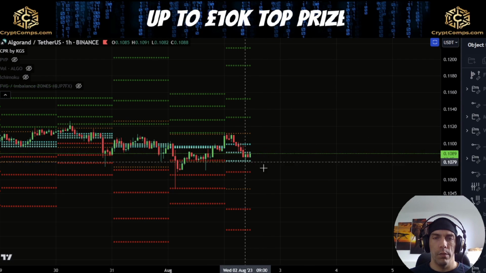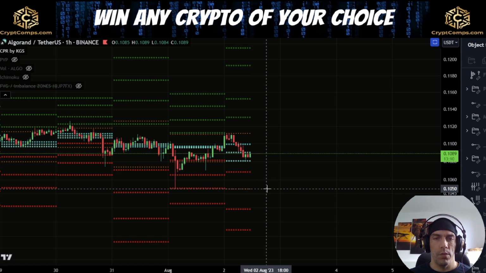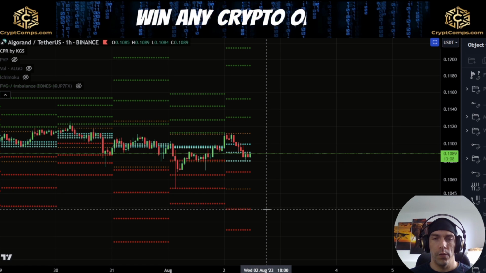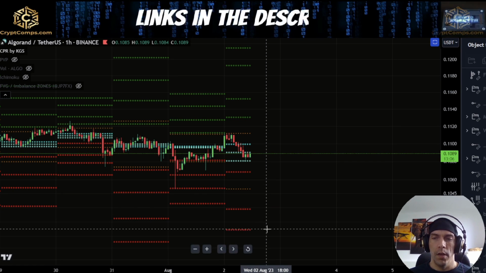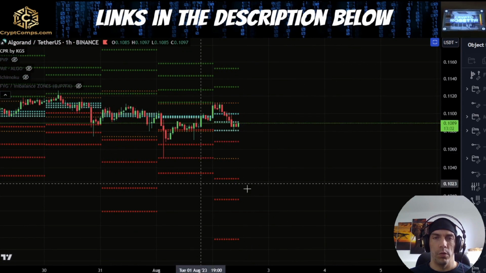If we lose this level, then potentially what we could see as targets for today would be this 1069. We have the previous day low here at this 1050. We also have this 1028, 1007, and this area here of this 0966 as possible downside targets.